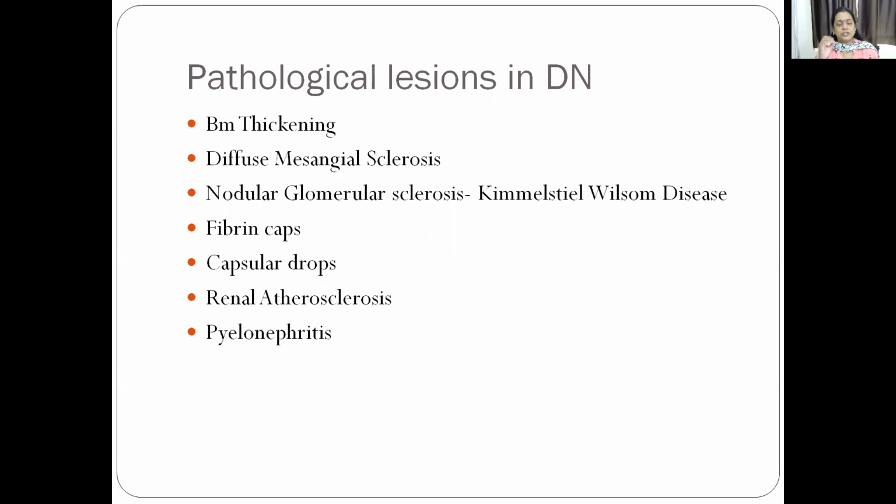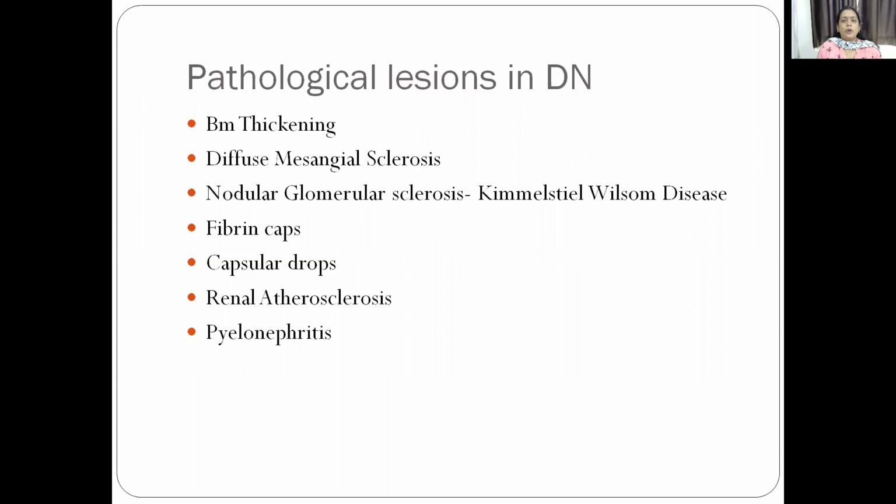The vascular lesions include renal atherosclerosis and renal arteriosclerosis, which cause hypertension. Hypertension again will have an effect on the renal parenchyma. Pyelonephritis is usually the papillary type of necrosis, which you see in pyelonephritis and diabetic nephropathy. So, what is Kimmelstiel-Wilson disease?